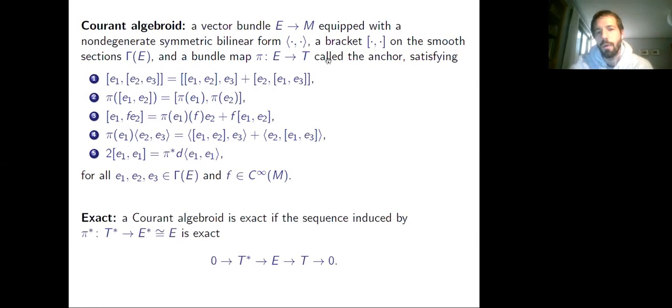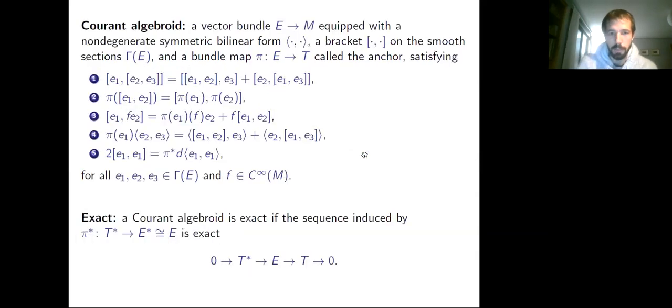Okay, so this is a very abstract and very general definition. But if we consider the case of exact Courant algebras, this is the case where the sequence induced by taking the dual of the anchor map, which takes T star to E dual, and then identifying E dual with E via the metric, is exact. So we have 0, T star, E, and so on. Then in this case, we are back to the example that I put in the previous slide.